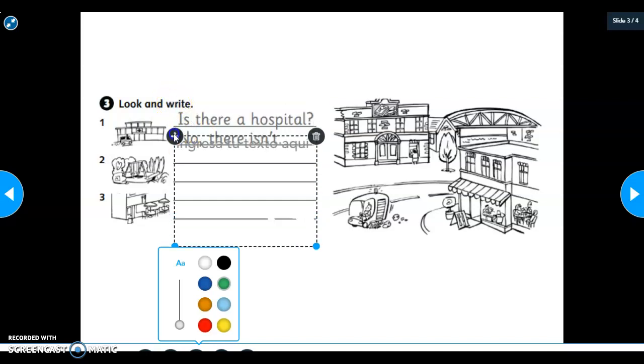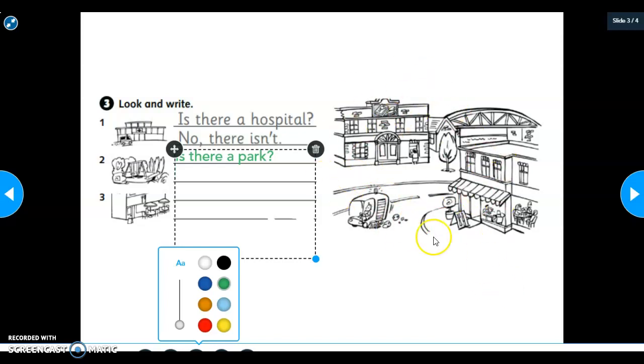Let's do number 2. Is there a... What's this? Number 2. Is there a... Park, correct. Is there a park? And the answer? Yes, there is, or no, there isn't. What do you think? ¿Hay o no hay aquí un park? A park? No, there isn't.